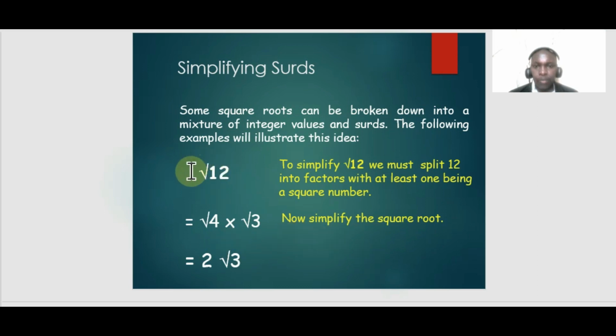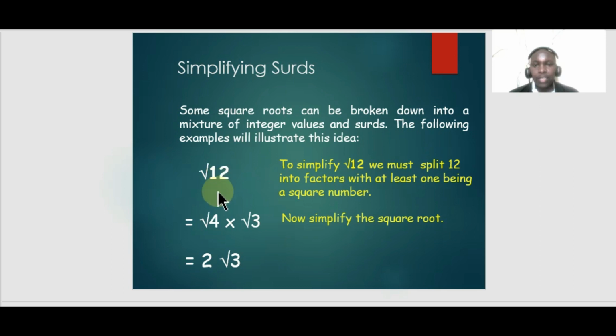If you are to simplify root of 12, the first thing, we must split 12 into factors with at least one being a square number. Let's say 12 can be broken down into 1 times 12. When you look at 1 times 12, none of those numbers can you get the square root of. You can also break it down to 2 times 6. You cannot get the square root of 2. You cannot get the square root of 6. So when you're breaking down these numbers, one of them must be a square number.